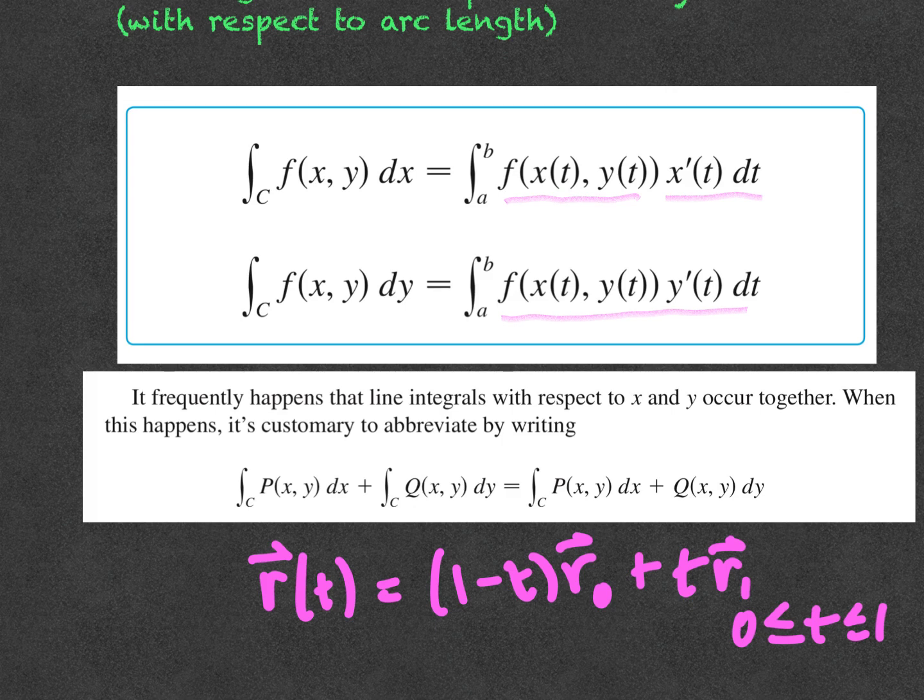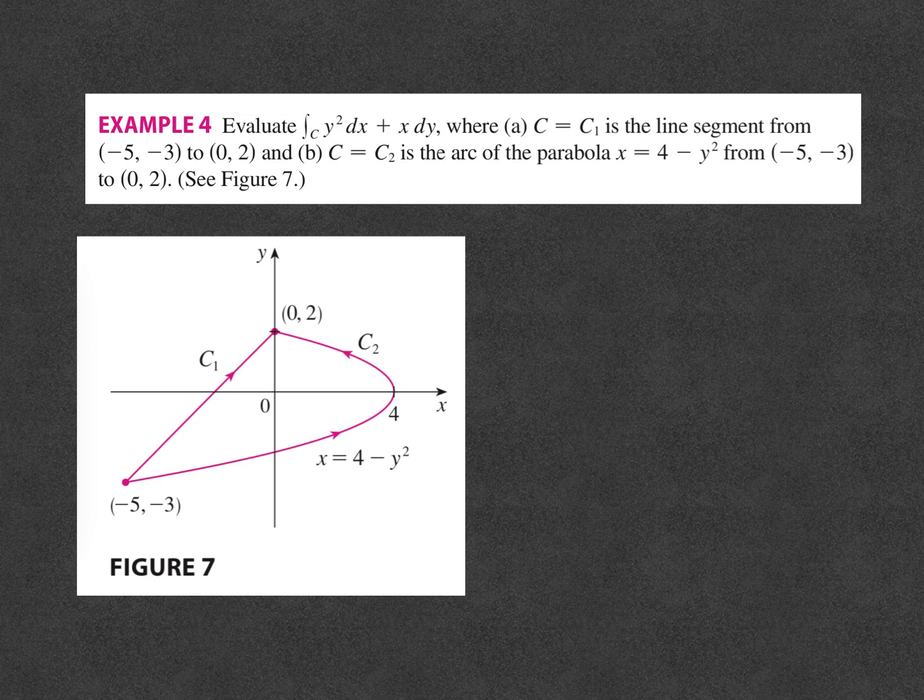So let's go ahead and look at an example here. Now this problem says to evaluate the integral over c of y squared dx plus x dy for two different paths of c. So we're going to use the integral with respect to x or y that we looked at above to do this problem.